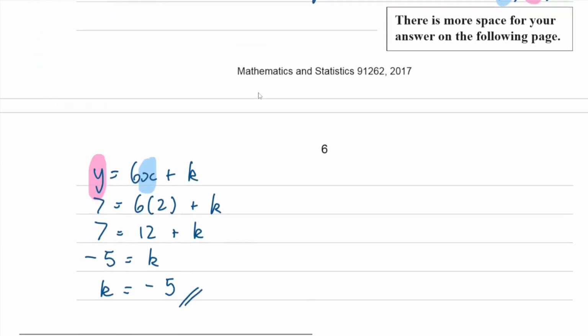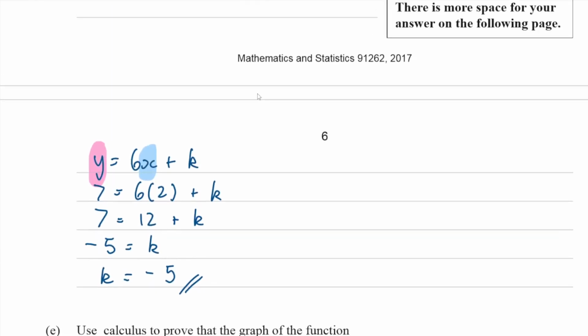Then we used that point back in the equation of the tangent and solved for k, right? Solved for the y-intercept. And in getting that correct, we got excellence. Hey!